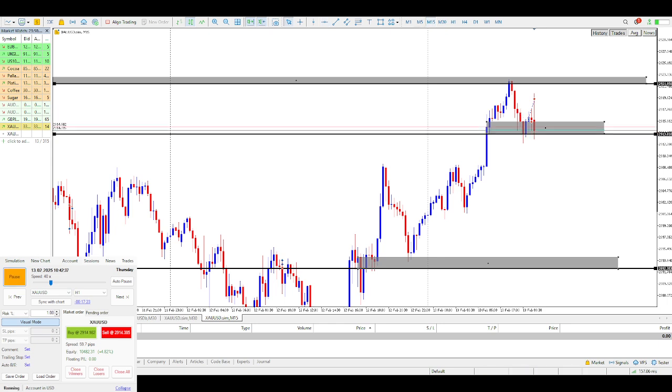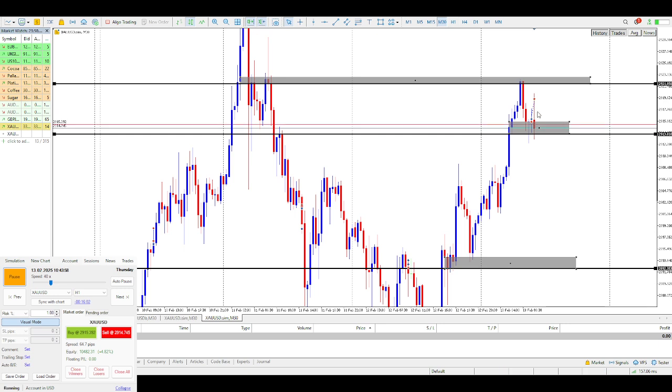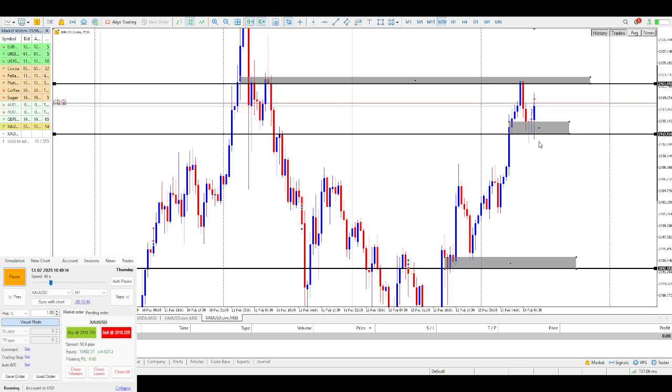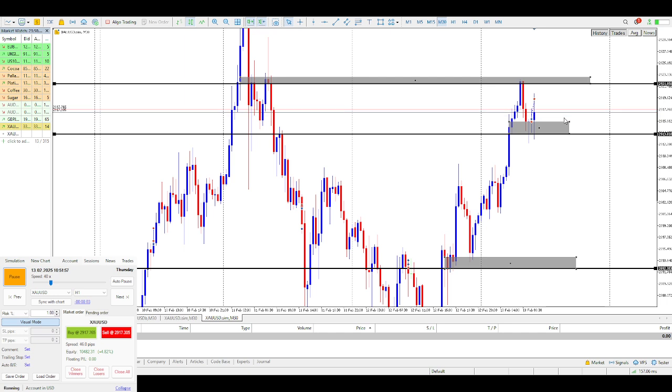Let's see how this M30 will close, huh? Because this can be a trend continuation setup, but on a bullish trend, but waiting for the M30 time frame. I wouldn't take the trade, but it's just an observation I want to make.